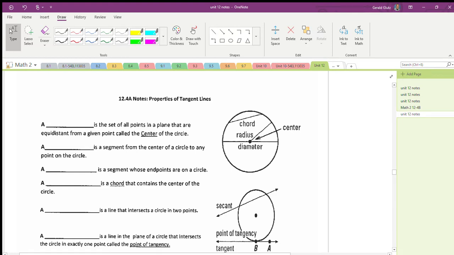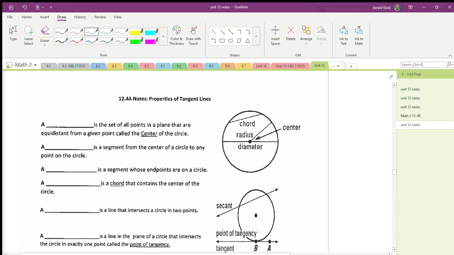Hello and welcome to the next section of Unit 12. All right, so in this section we're going to start off with some vocabulary. This section is all about getting more in depth on tangent lines, but we're also going to talk about some vocabulary.